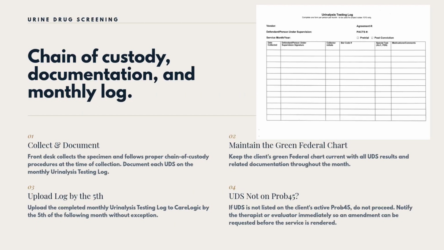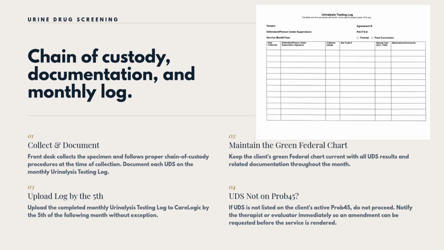Federal urine drug screening has its own documentation process. Front desk staff maintain the federal urine documentation in the client's green federal chart. Front desk staff are responsible for collecting the specimen, following the chain of custody procedures in the collection on the federal urine log, maintaining the log, and uploading the completed monthly urine log to CareLogic.